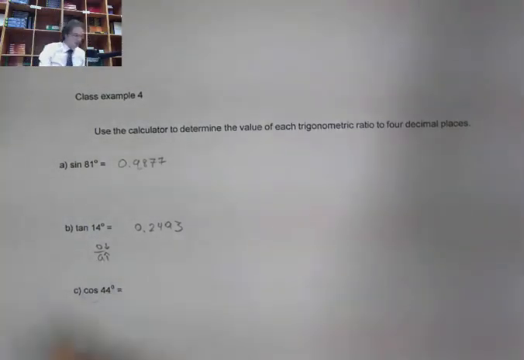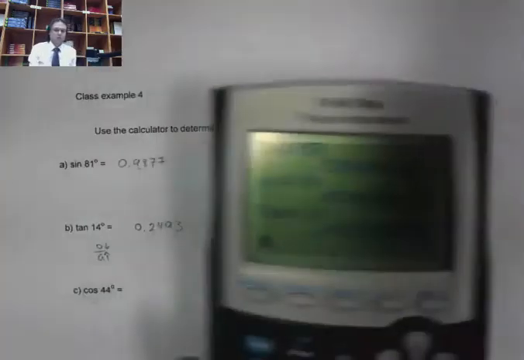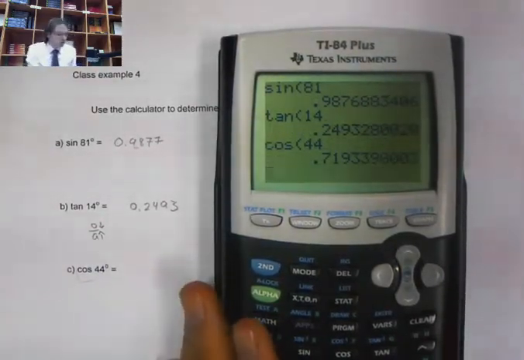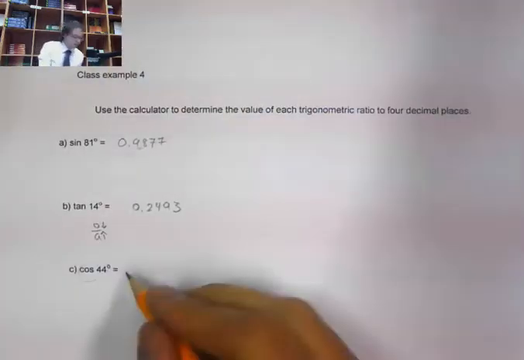Let's take a look at the next one. Cosine 44. So let's plug that in. I first hit cosine, then I'm going to hit 44. And I get 0.7193.